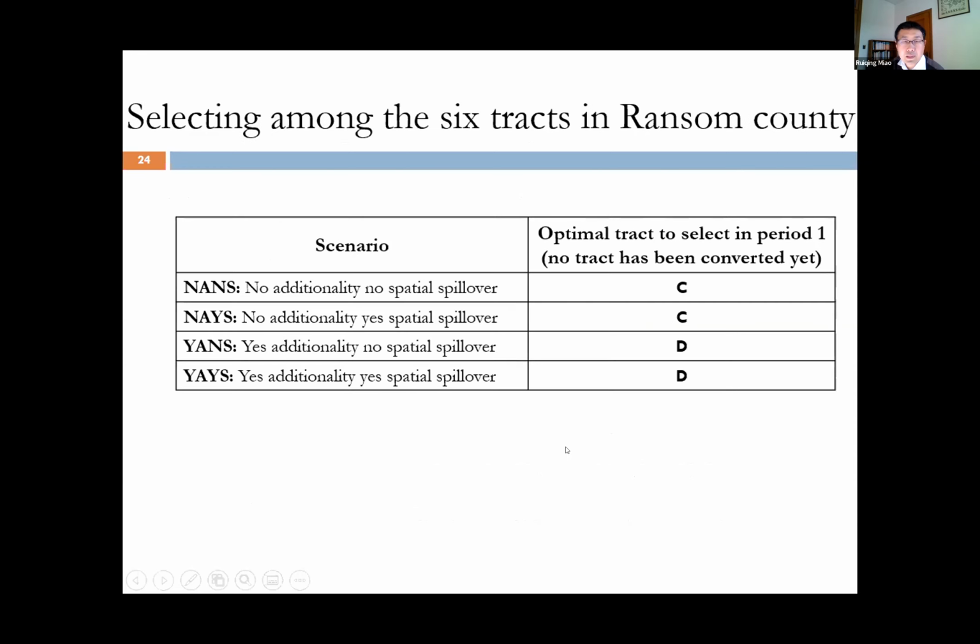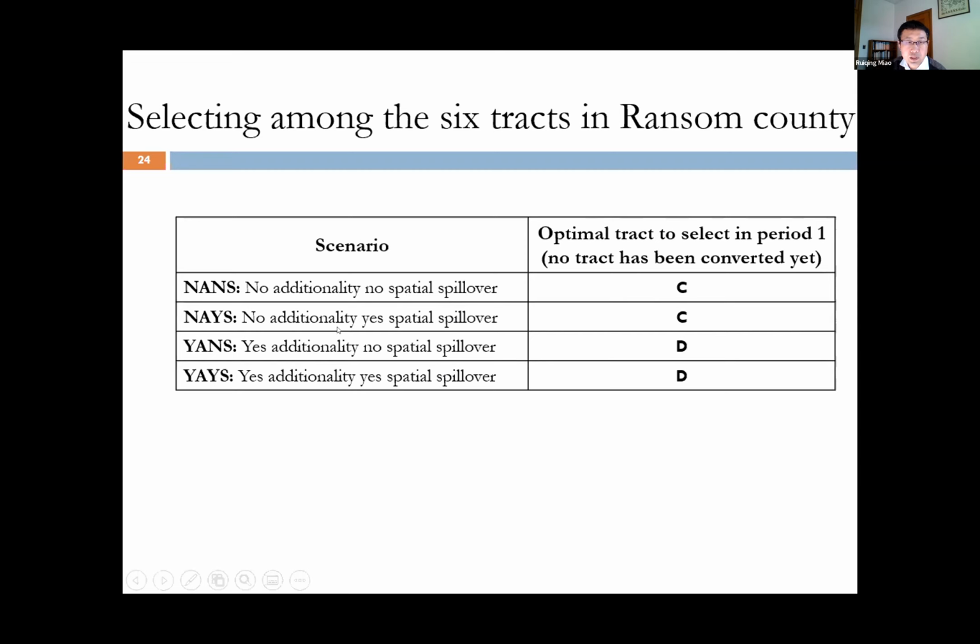So we use the MATLAB toolbox to try to identify the optimal grassland tract to ease in the first period under 4 different scenarios. We found that when we do not consider additionality or spatial spillover, the optimal tract is C.